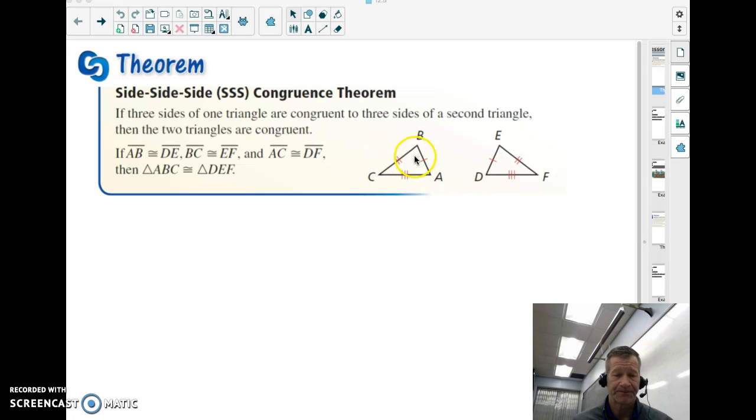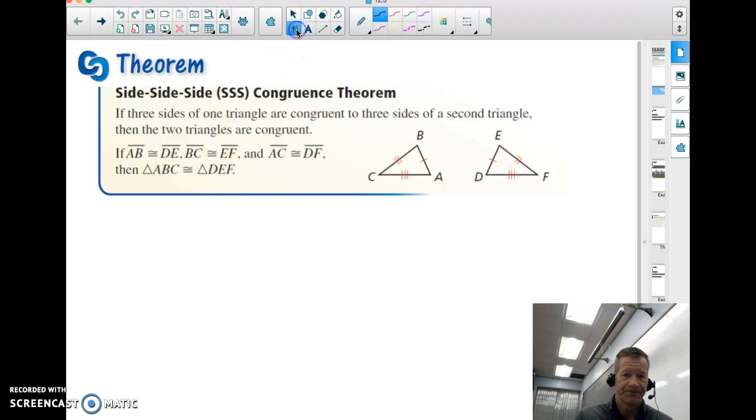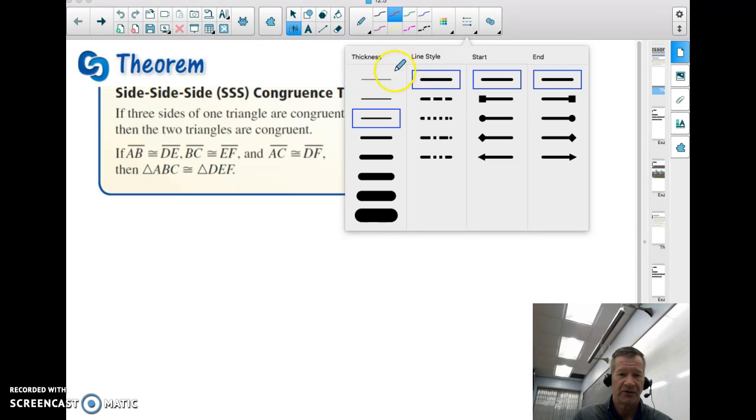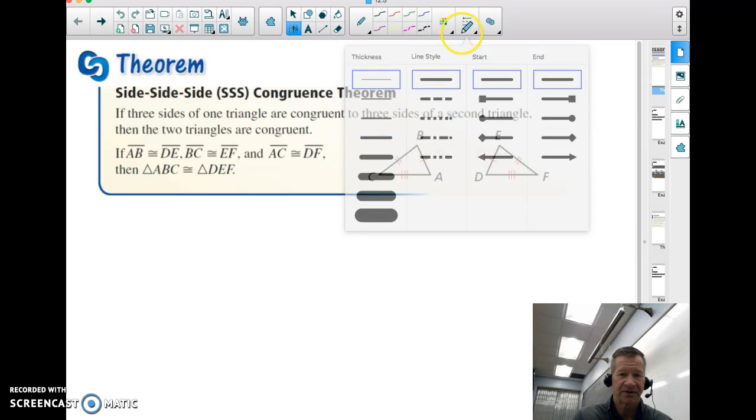As you can see in the illustration here, all three sides of triangle ABC are marked congruent to all three sides of DEF, and therefore we can make a statement that those two triangles are congruent. Again, make sure that you have the congruence statement so that the vertices of each triangle are aligned in their order of congruency, I guess I could say.